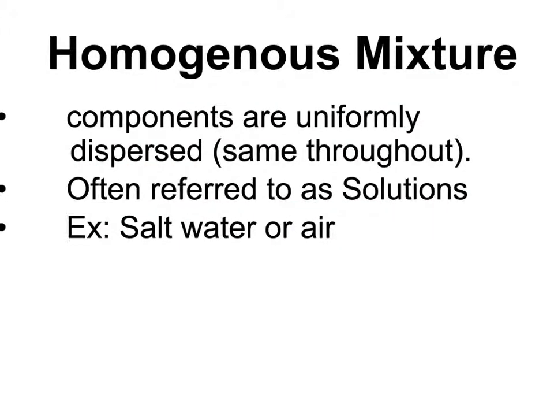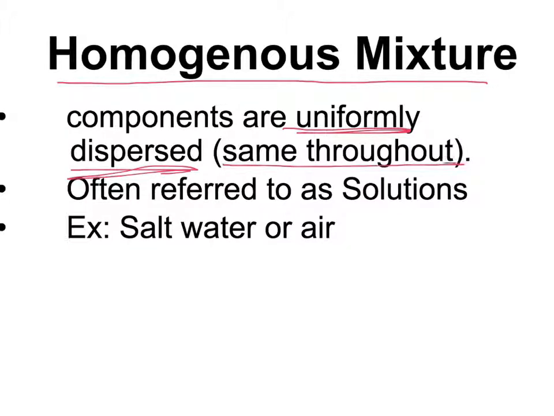So there are two types of mixtures. Let's talk about the first one, the homogeneous mixture. This is where the components that make up the mixture are uniformly dispersed. In other words, wherever you take a piece of the material, it's always going to look the same. A homogeneous mixture is also called a solution. And there are some examples here: salt water or air.